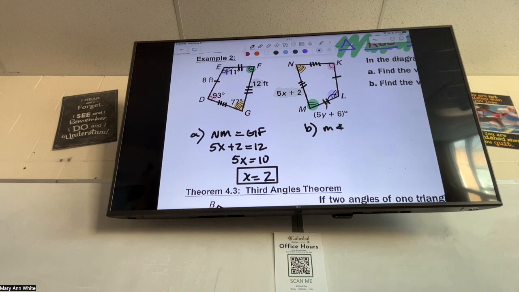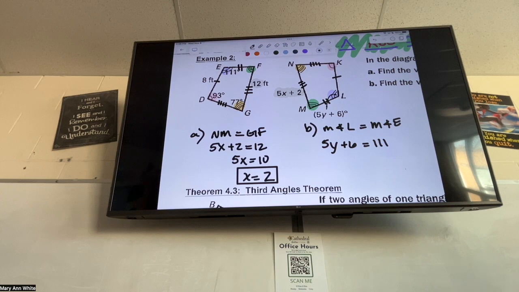So I'm going to say measure of angle L is equal to what other angle? Yeah. Just one letter because it's an angle. E, very good. Angle E, measure of angle E is equal to measure of angle L. And so we're going to set those equal to each other. So L is 5Y plus 6, and then E is 111.